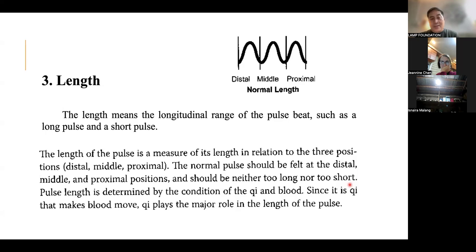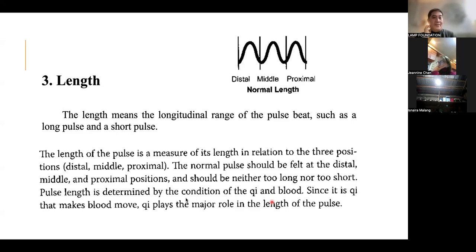However, in Chinese medicine, before the heart is affected, we need to make sure that all the other organs are in good working condition, right? Yeah. So since it is the chi that will make the blood move, chi really plays a major role in the length of the pulse. Obviously, if the chi is very weak, you wouldn't be able to expect all three positions to be filled out. No? So that's the length.